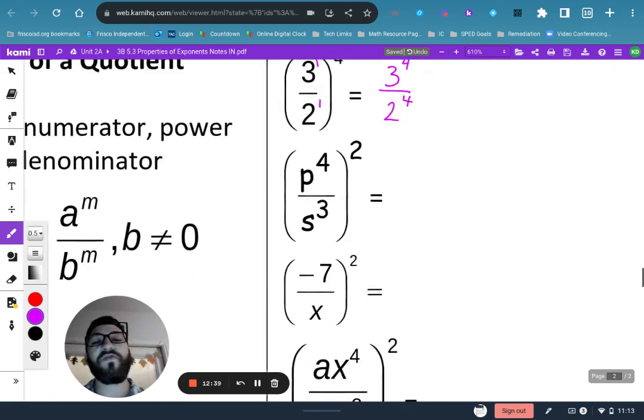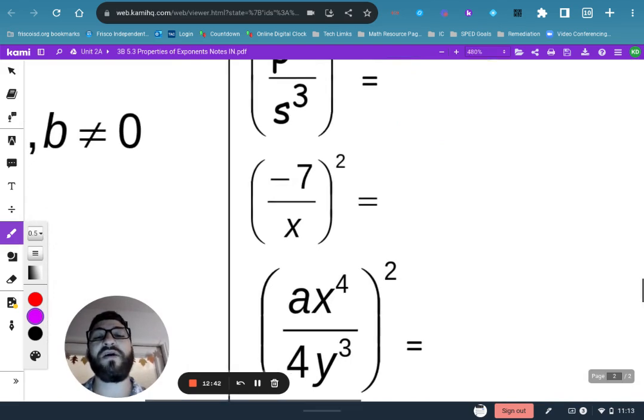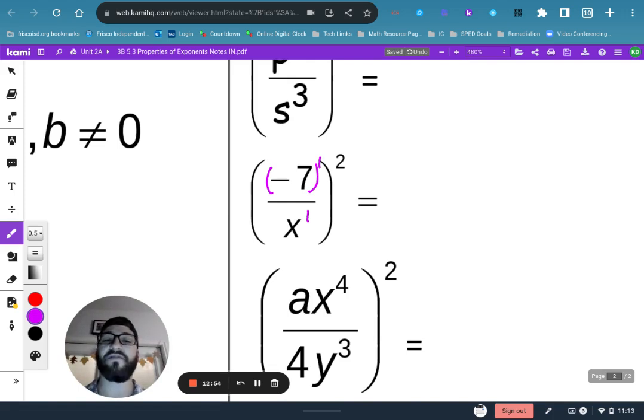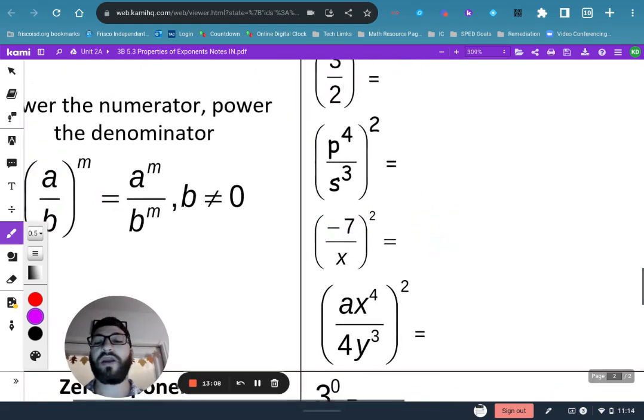So relatively straightforward. Let's do one more together, make sure we're all on the same page. So if I have negative 7 over x, this is x to the first, and this is negative 7 to the first. So notice again, because I have that negative with my base, I'm sticking my parentheses around the negative. So this would become parentheses negative 7 squared over x squared. So go ahead and pause me again, and then you can check your work here in a second.